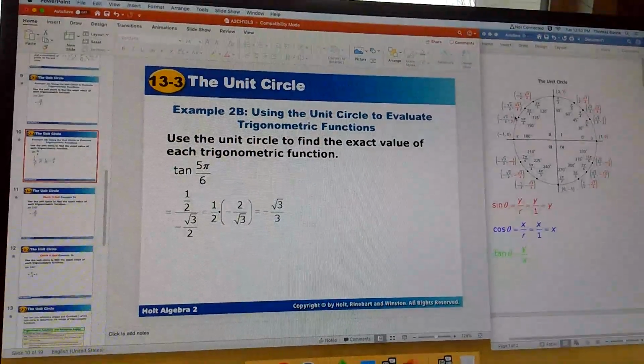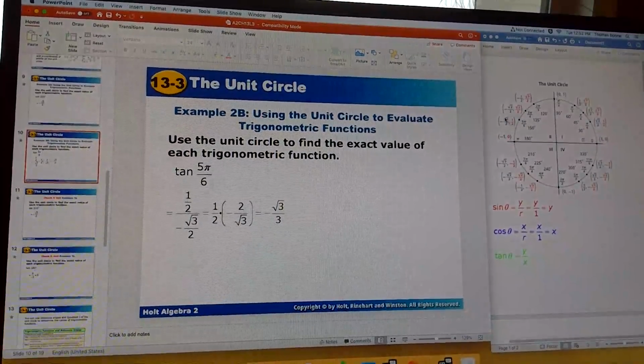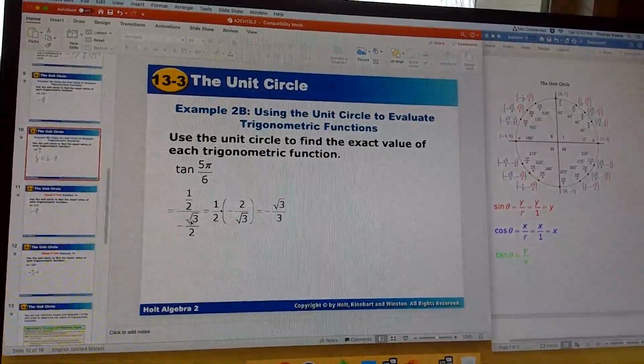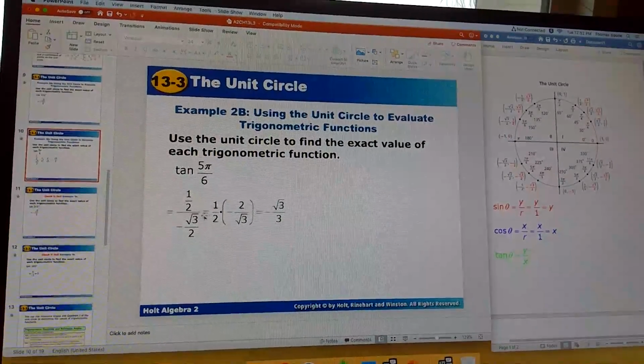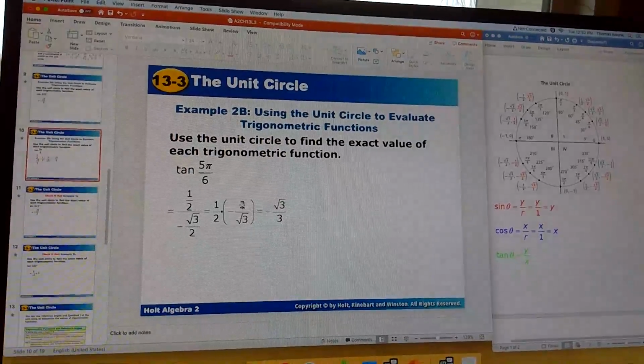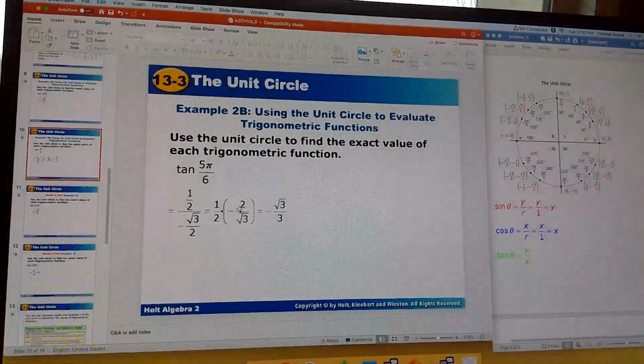Now, to find the tangent, we take the sine or the y value, which is 1/2. We're going to divide that by negative root 3 over 2. Now, remember, when we have these fractions, don't divide. Multiply by the reciprocal. Then what happens here is we get this. The 2's will cancel. And so we'll have negative 1 over root 3.